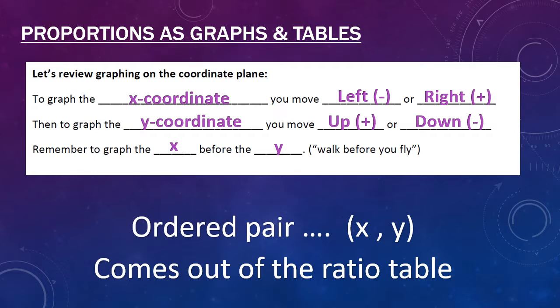Your nugget, again, is to draw some sort of picture next to walk before you fly, either an elevator or Superman or something that helps you remember to walk before you fly, meaning that you have to move the X before the Y.